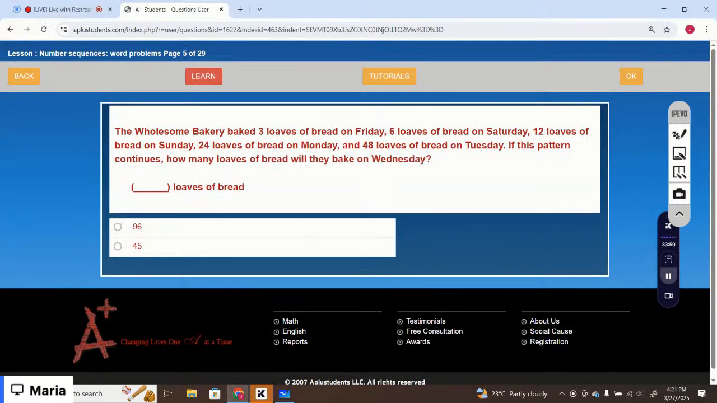Okay, the next one is: the Wholesome Bakery baked 3 loaves of bread on Friday, 6 loaves of bread on Saturday, 12 loaves of bread on Sunday, 24 loaves of bread on Monday, and 48 loaves of bread on Tuesday. If this pattern continues, how many loaves of bread will they bake on Wednesday? So, which is the correct option?